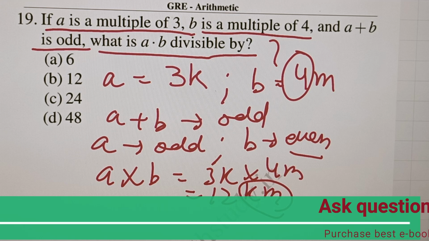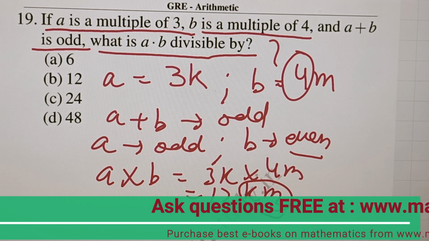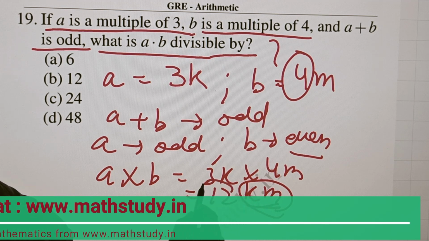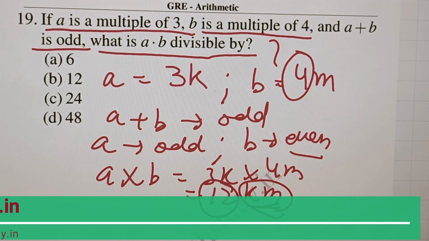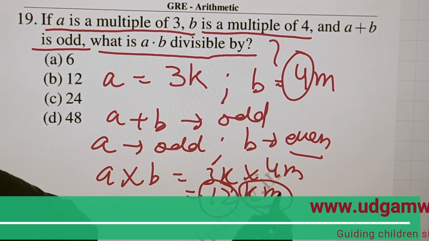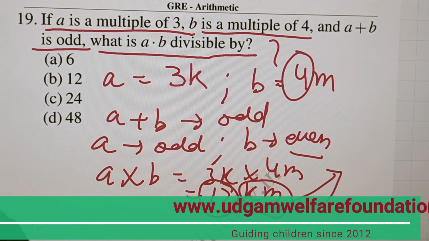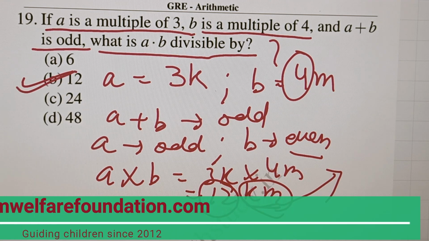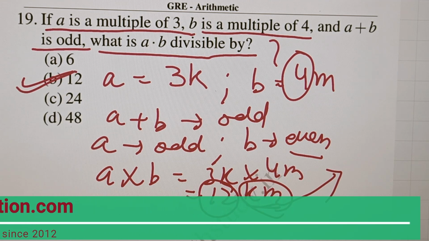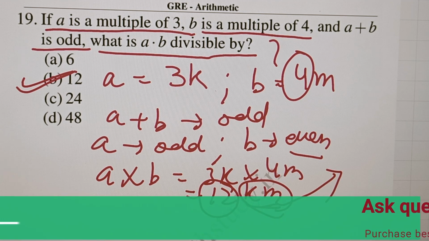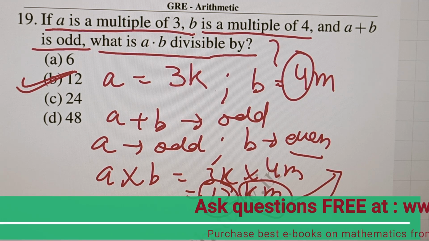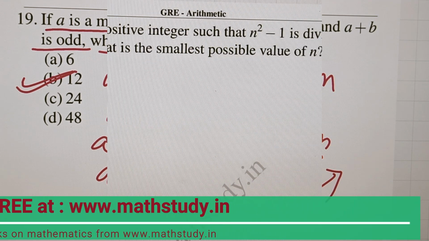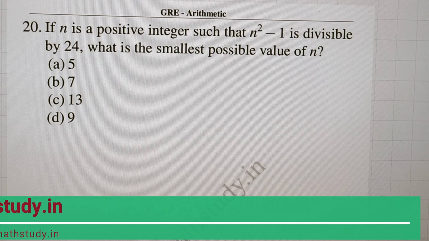12km here. So this implies that whatever the value of k and m here, we have a 12 here. That means every number of this form, that is 12km, should be divisible by 12. So we can say that A into B is always divisible by 12. I think the concept is clear now. Now let's move forward towards our next question, which is quite simple.